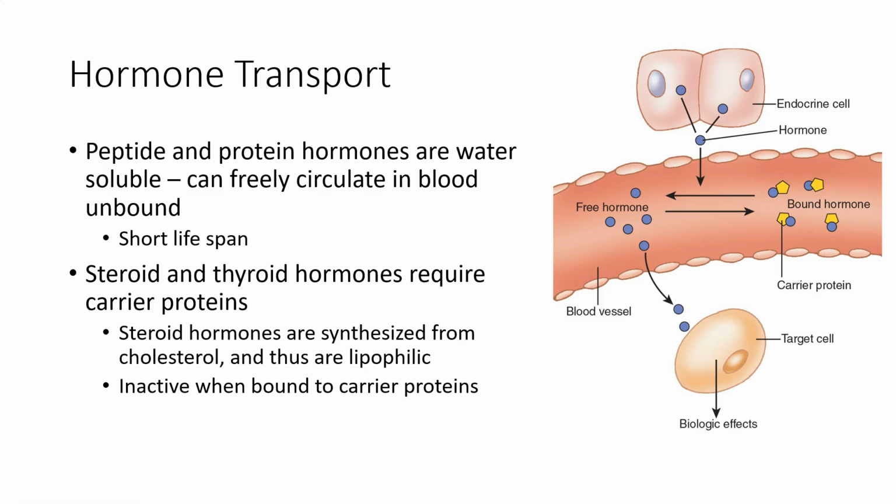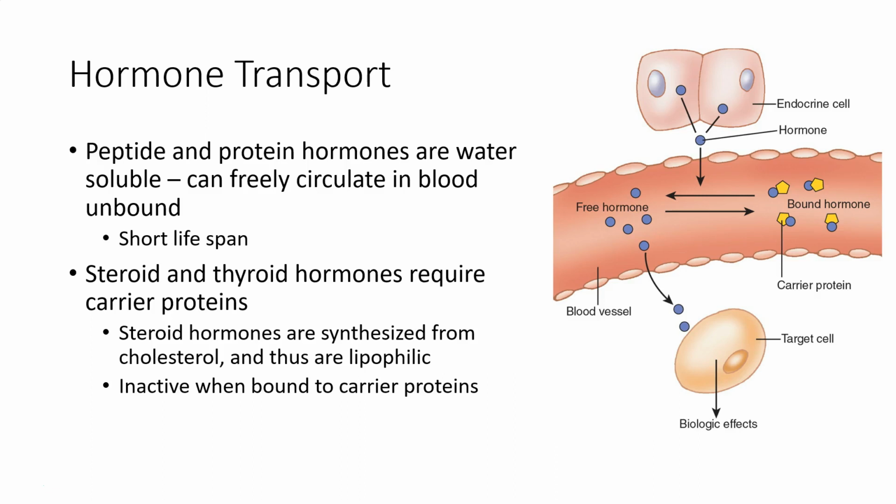We have two different types of hormones in the body. We have those that are hydrophilic, that are able to freely circulate in water because they are water soluble, and we have those that are lipophilic or fat soluble. Our peptide and protein hormones are water soluble or hydrophilic. Because of this, they can freely circulate in the blood without any kind of carrier protein or chaperone. However, these hormones have a short lifespan.